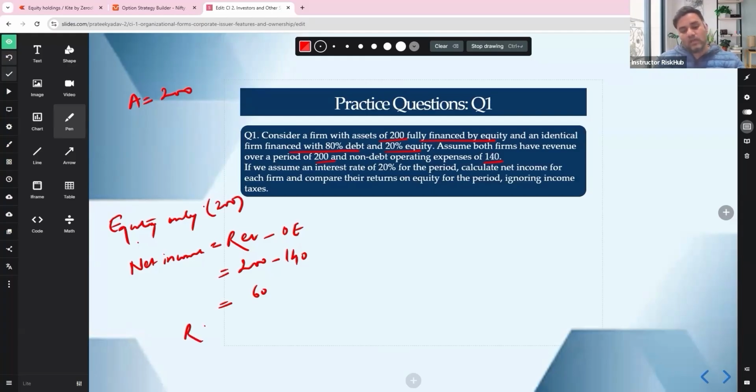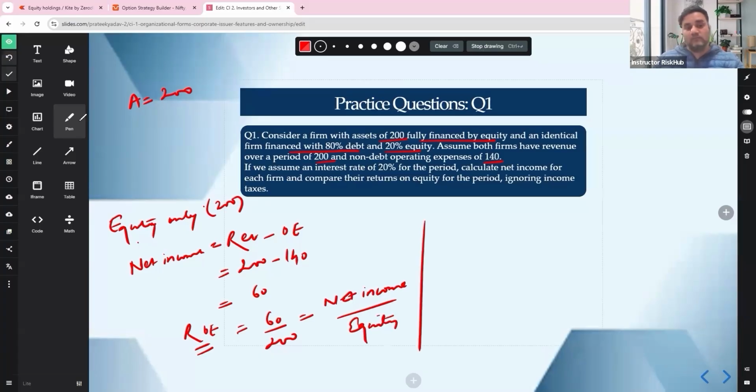So if I have to calculate your ROE in this case, it is 60 by 200. Basically, net income by your equity. If this is equity only, if I am taking an 80% debt firm, then please understand you also have to calculate interest. Interest is equal to 160 and an interest rate of 20% from the period. So 20% you have taken, which is 32 is the interest.